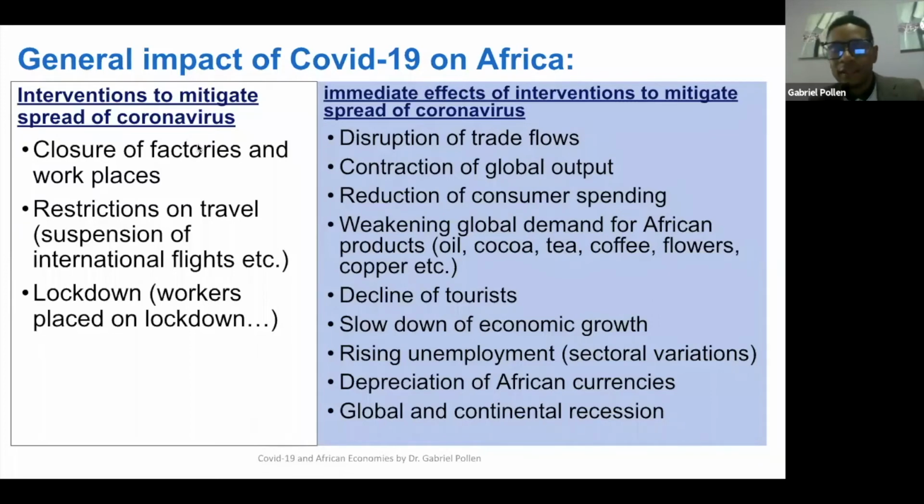The kwacha, the Zambian currency, has depreciated by more than 50% within just a couple of months since the COVID-19 pandemic hit the continent. We also anticipate a global and continental recession. Next slide, please.